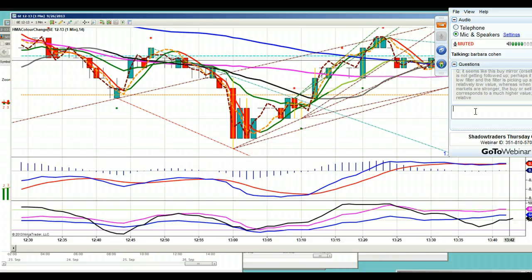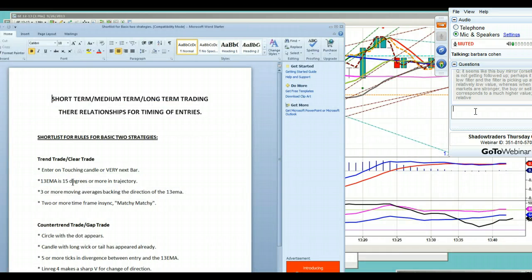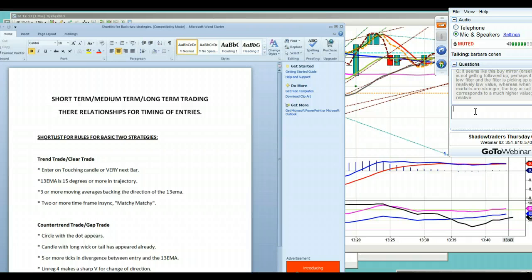You must use the degrees factor. Remember the rules for the clear trade. If you're going to go long on a clear trade, the 13 EMA has to be above 15 degrees in trajectory, right? We've got the 3 moving averages there, but we've got no trajectory, so there's nothing to trade. And you must have 2 or more time frames matchy-matchy, so they must be in sync.